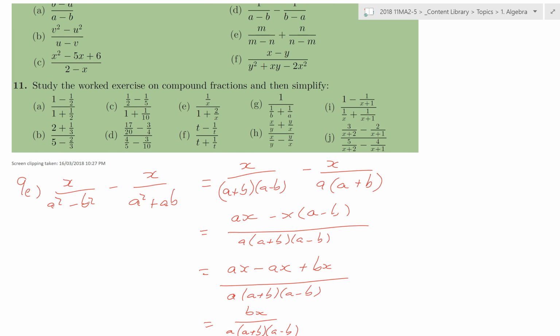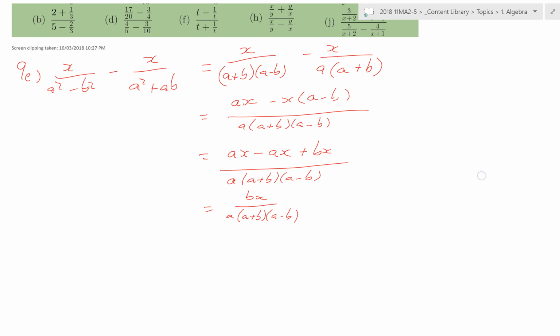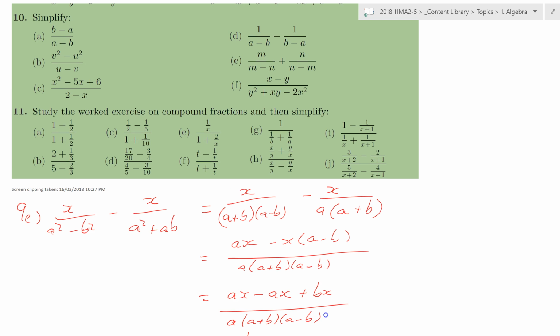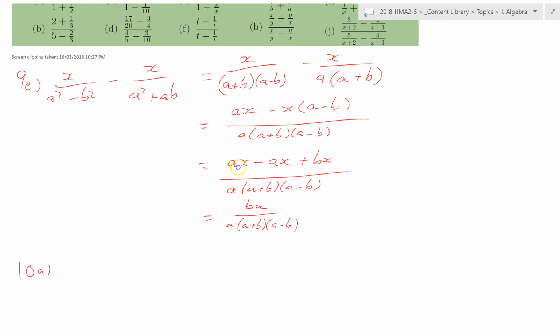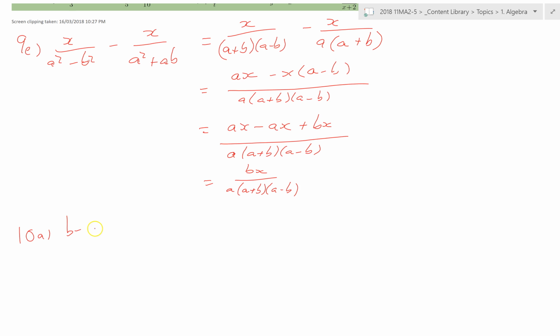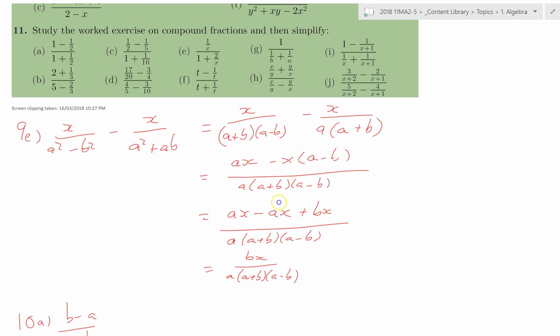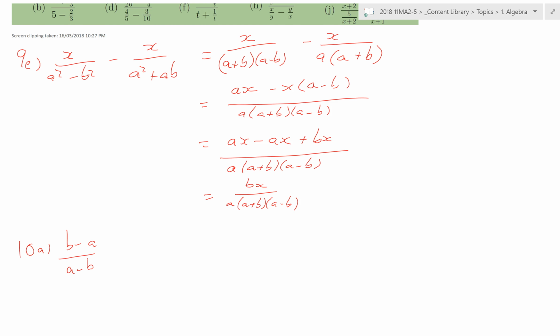I think 10a just looks so interesting. I can't see what the answer is going to be. 10a, but doesn't it look interesting? 10a is b minus a over a minus b. How do we simplify that? b minus a over a minus b. Is that the whole question? Simplify. Well, I am stumped. What are we going to do?